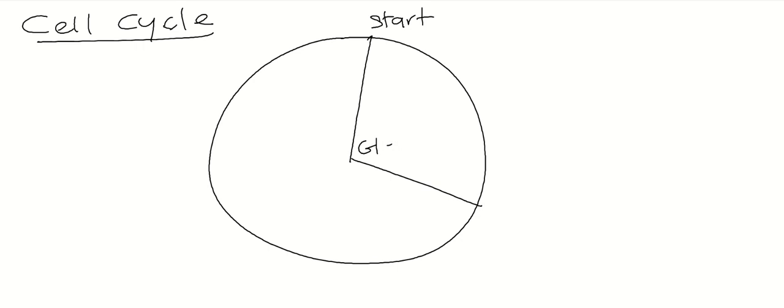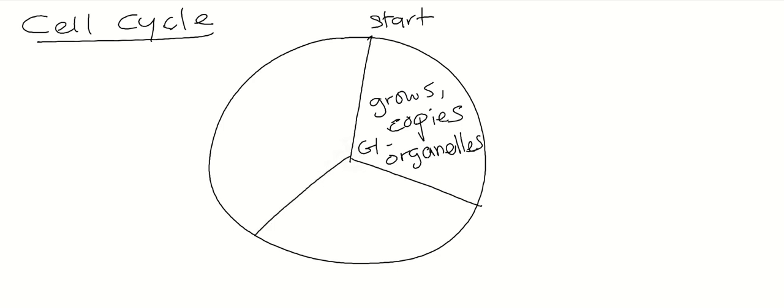It stands for gap one phase, or you can think of it as growth, because that's what happens. The cell grows and the organelles are copied. All right, and these are like your ER, your Golgi, if it's a eukaryotic cell. There's some checks that goes on in there too.